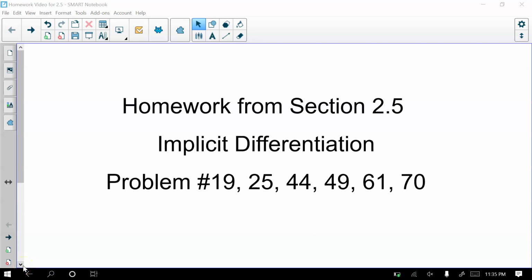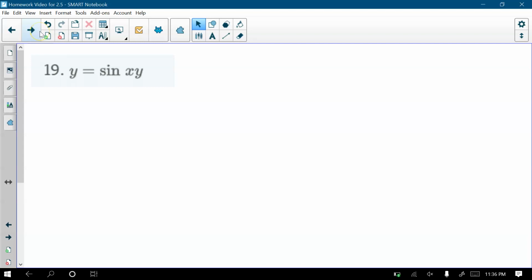This video is going to go over requested homework problems from section 2.5 on implicit differentiation. Usually we only take the top 3 problems, but because neither Ms. Schwartz nor I were at class, I decided to do all 7 problems that you requested. Here we go. 19. y equals sine xy.